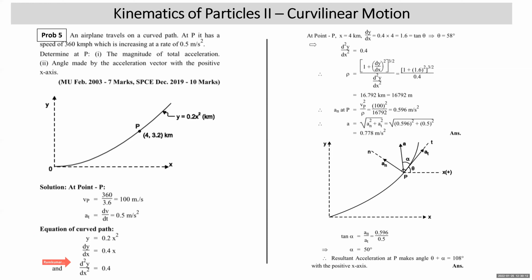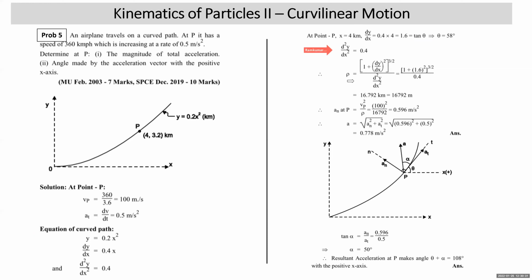At point P, x is equal to 4 kilometer. So dy by dx is 1.6, which is nothing but the slope of tangent, which we can call equal to tan theta. So you get theta as 58 degree. So that means the resultant velocity is making a 58 degree angle with the x-axis. Anyway, now d2y upon dx square is 0.4.